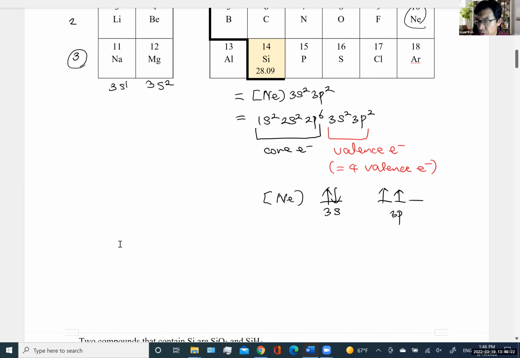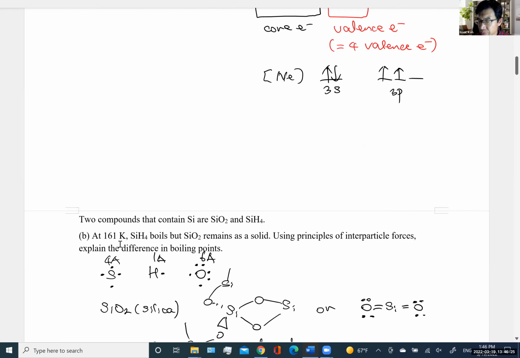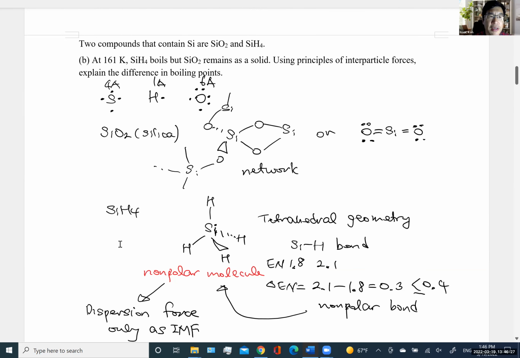Now let's move on to the next problem. Two compounds that contain silicon are silicon dioxide and silicon tetrahydride. At 161 Kelvin, silicon tetrahydride boils, but silicon dioxide remains as a solid. Using principles of interparticle forces, explain the difference in boiling points.